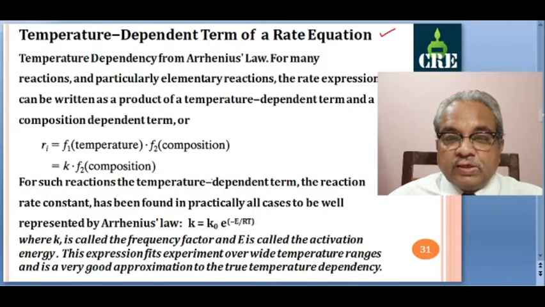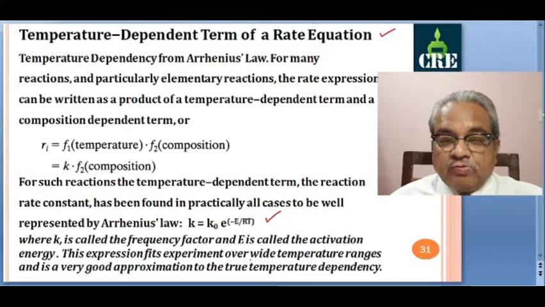For such reactions, the temperature dependent term is the reaction rate constant and has been found in practically all cases to be well represented by Arrhenius law. K is equal to K0 into e raised to minus E by RT. E is activation energy, K0 is the frequency factor. This expression fits our experimental findings over a wide range of temperatures and is a good approximation for the true temperature dependency.